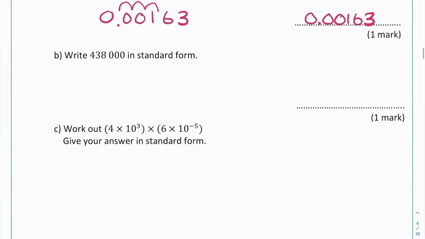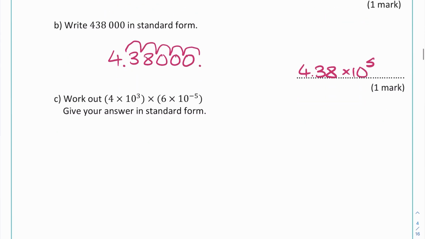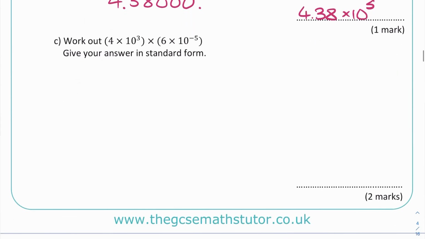Writing 438,000 in standard form, well, we just need to see where's that decimal going to go. It's currently right at the end of the number. We want it to go here between the 4 and the 3. So that's 1, 2, 3, 4, 5 jumps. So that would be 4.38 times 10 to the power of 5, as we did 5 jumps there. So there we go, there's some conversions, and we've got a calculation.